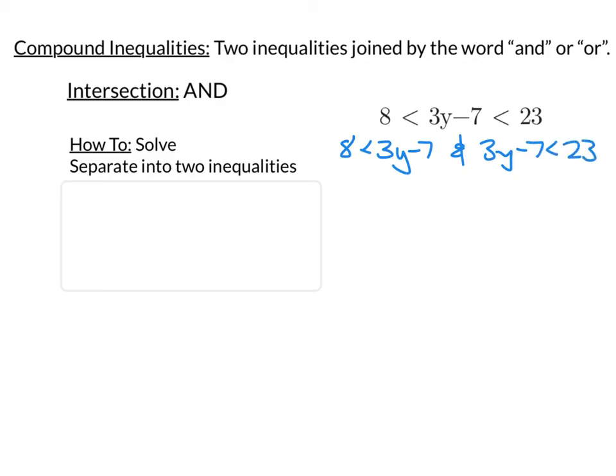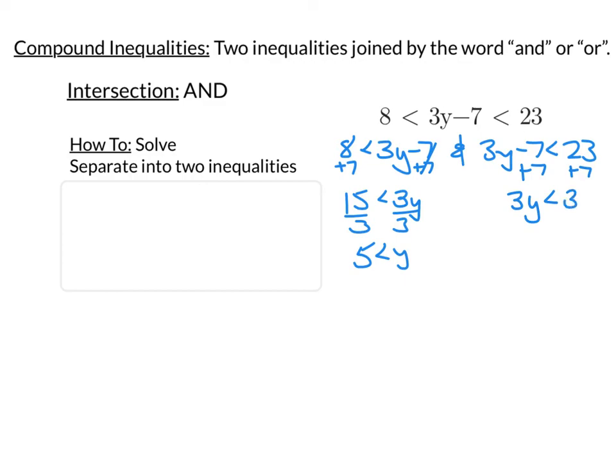If that were the case, then we just go through solving, add 7 to both sides. 15 is less than 3y, divide by 3, and 5 is less than y. And for the second part, we're going to add 7 to both sides. So we'll have 3y is less than 30, and divide both sides by 3 to get y is less than 10. Remember that both of these have to happen.